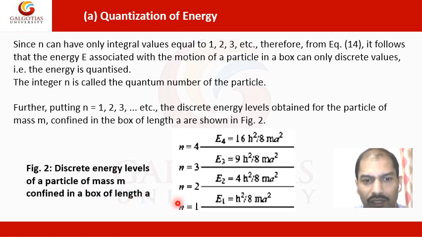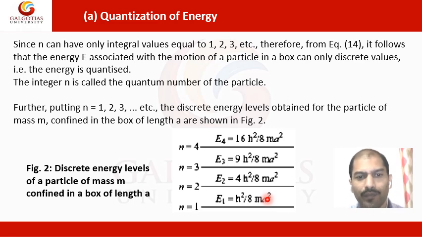If the value of n equal to 1, then as per the energy equation, n square h square upon 8 m a square, putting n equal to 1, the equation takes the shape h square upon 8 m a square. When you take the value of n equal to 2, the equation will be 4, that is 2 square, h square upon 8 m a square.